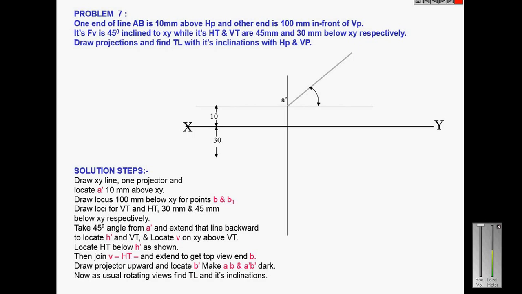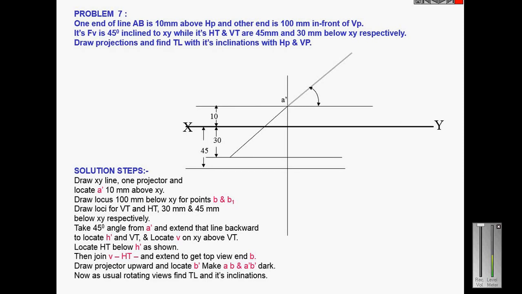But I know another thing. The vertical trace is 30 millimeter below XY line, and the horizontal trace is 45 millimeter below XY line. So I draw the two lines, the first line is 30 millimeter below XY line, and the vertical trace will be on that line. So I don't know where it is. So that 30 millimeter line, the vertical trace will be on that line, and the horizontal trace will be on the 45 millimeter line.